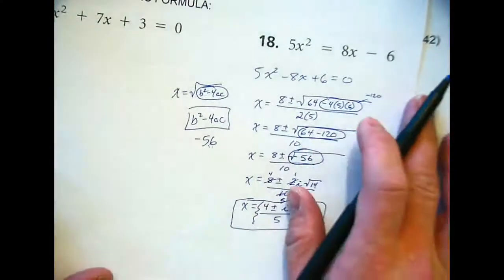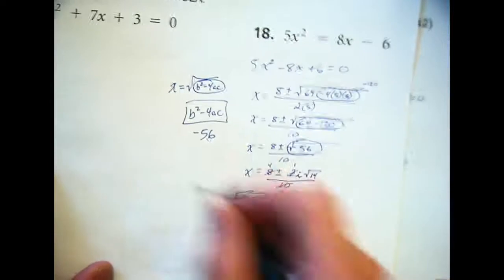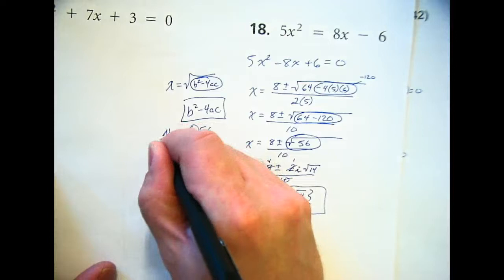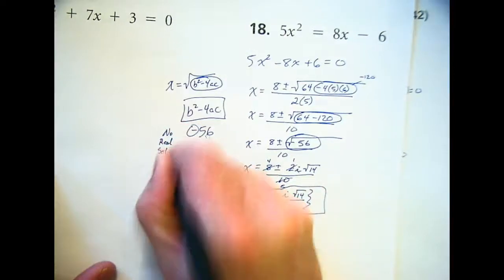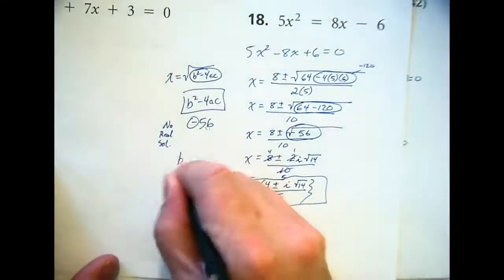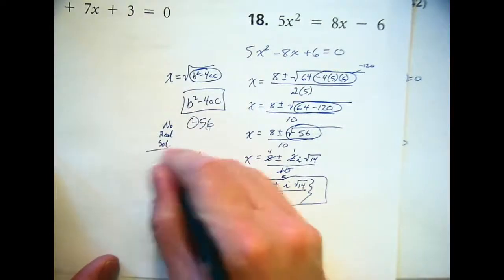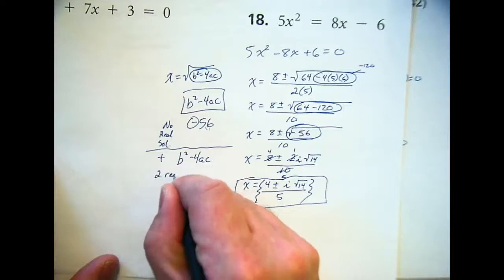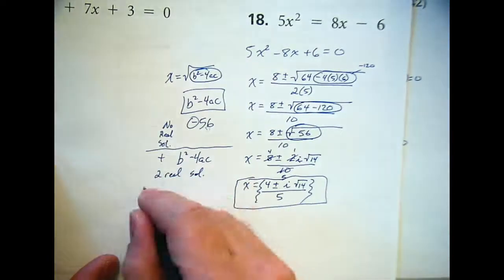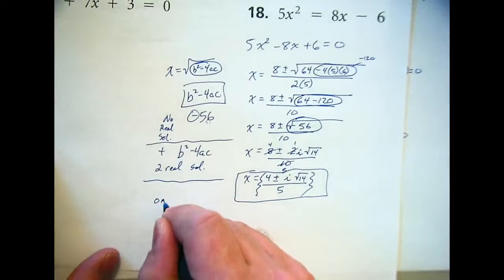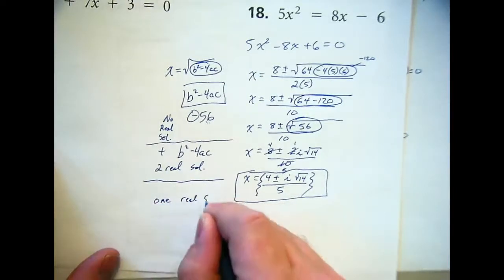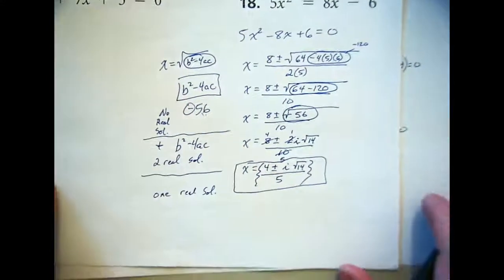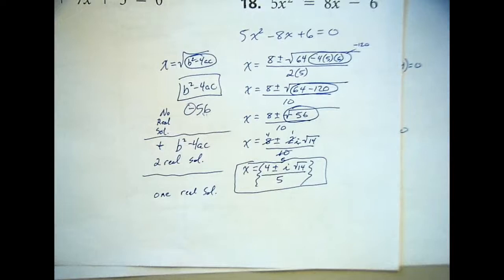2. Okay, so if b squared minus 4ac is negative, that's no real solutions. The solutions are imaginary. If b squared minus 4ac is positive, then it's 2 real solutions. When do we get 1 real solution? Talk with your neighbors. When could you get 1 real solution?